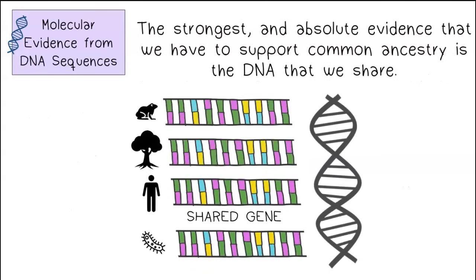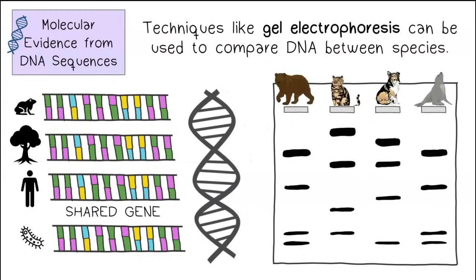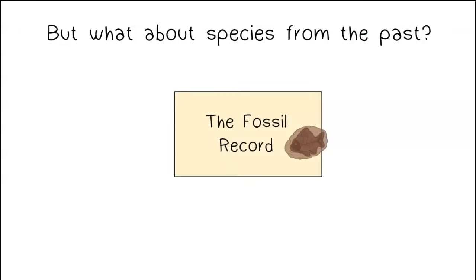The strongest and absolute evidence that we have to support common ancestry is the DNA that we share. Organisms that have more genes in common are more closely related. Techniques like gel electrophoresis can be used to compare DNA between species. But what about species from the past?